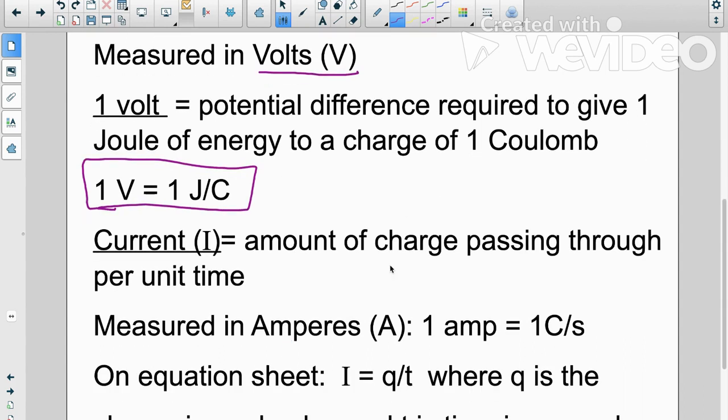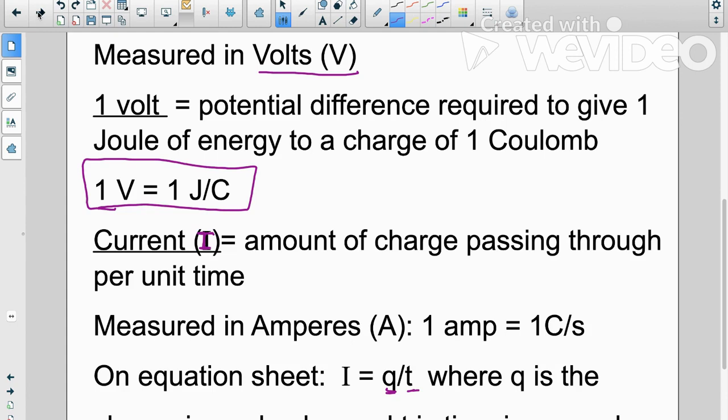And then finally, the current I, and make sure this is I and not L. I is the amount of charge passing through a wire or a substance per unit time. And this is measured in amps, or capital A. 1 amp is 1 coulomb per second. And on the equation sheet, which we're going to look at in a second, the current I is Q over t, where Q is the charge and t is the time in seconds.